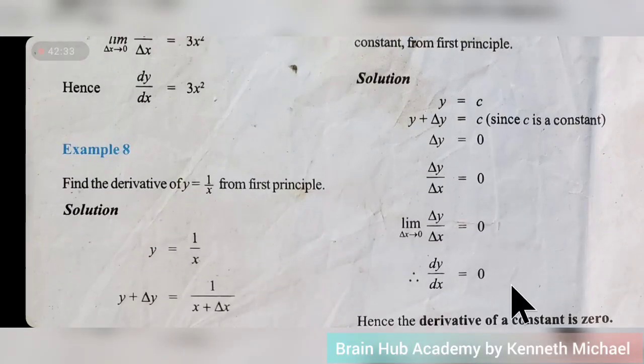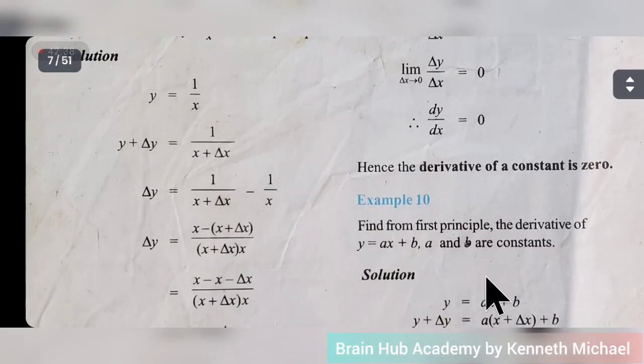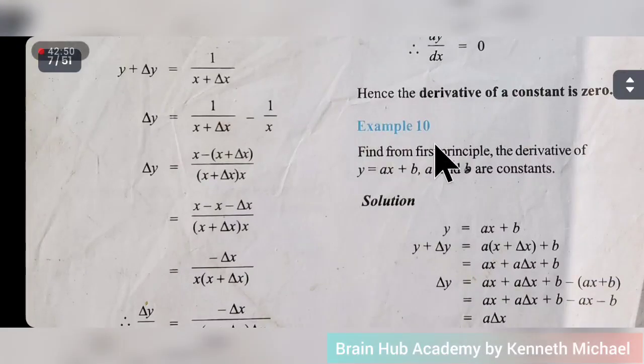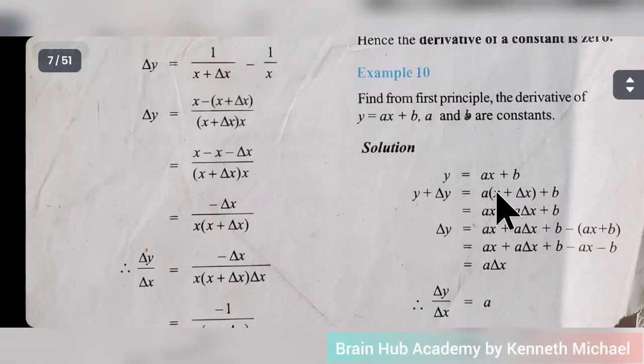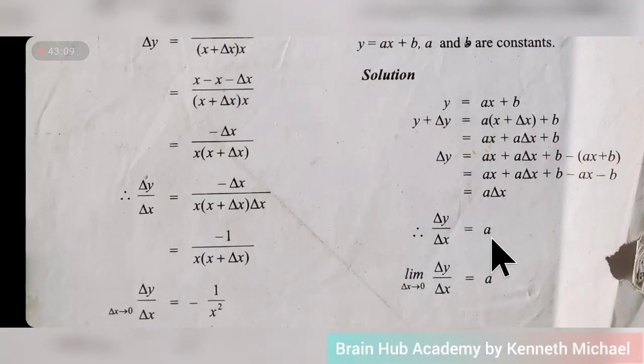So look at it step by step. You can pause the video and look at it. I'm scrolling through. Okay, so hence the derivative of a constant is 0. Find from the first principle the derivative of y equals as plus b, where a and b are constants. If you look at it and apply the first principle which you know already, you discover that dy ds is going to be a.